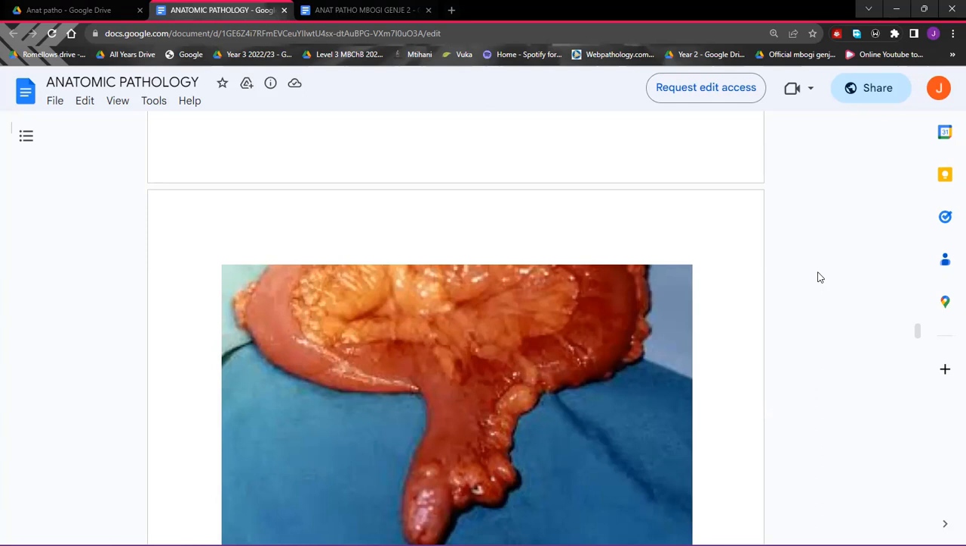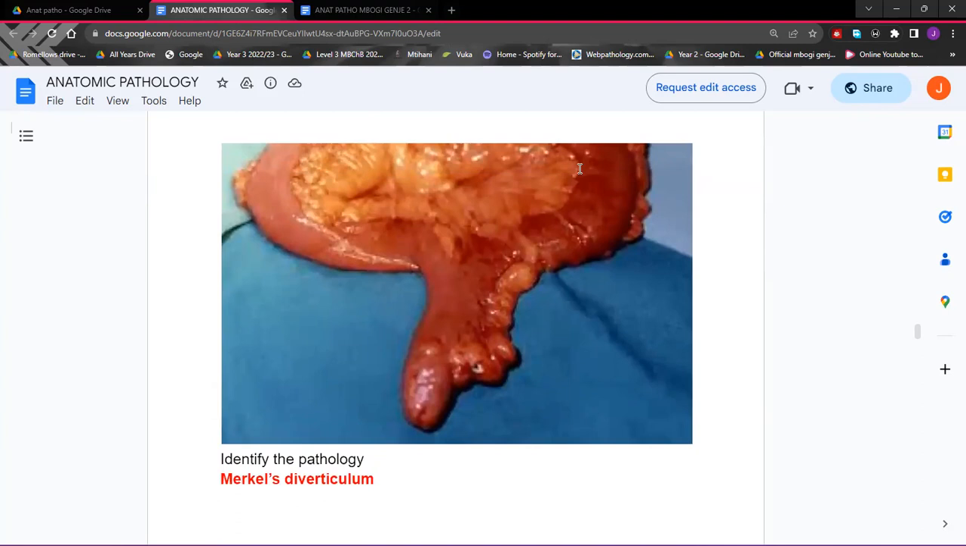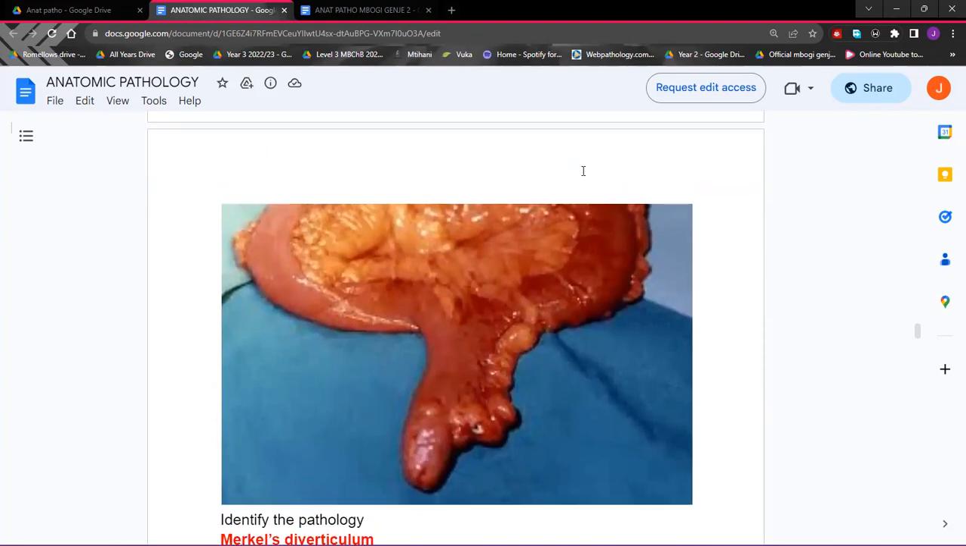The Meckel's diverticulum, is it a true or is it a false one? It is a true. Why do we say it's a true? Yes, exactly. It has all the layers of the gut wall. Now for the false, it only has the mucosa and submucosa. So Meckel's is true because it has all the layers of the gut wall. Any question on that? Now, what are some of the clinical features that can present with this type of diverticulum?